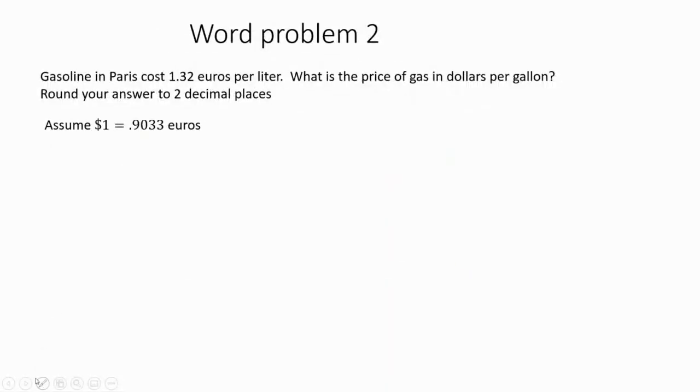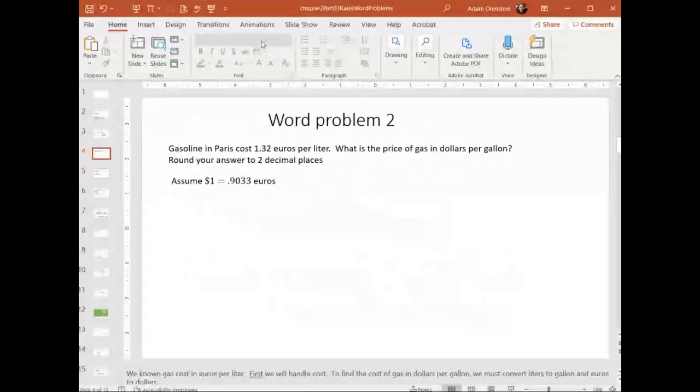So for this one, again, this is a word problem from the book.